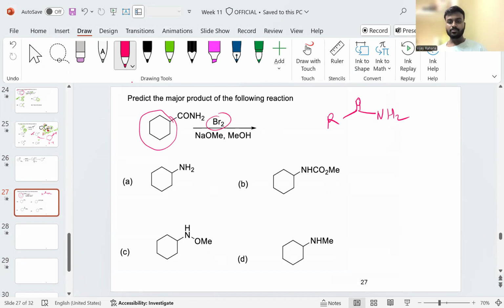And when it reacts with Br2, what will happen? We get R double bond O NHBr. In the Hofmann rearrangement, the reagent is Br2, NaOMe, and methanol. So first bromination, then the base abstracts the proton. When the base abstracts the proton, it forms a negative charge here, R double bond O N negative, which has the Br, and which then further eliminates bromide, forming the nitrogen.